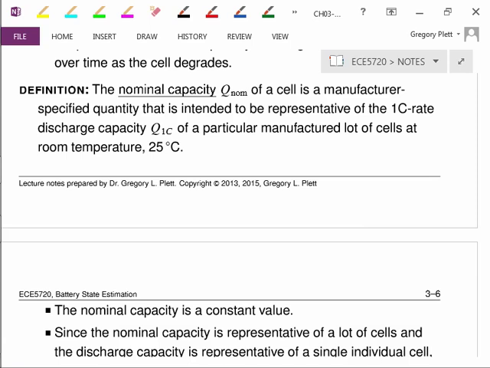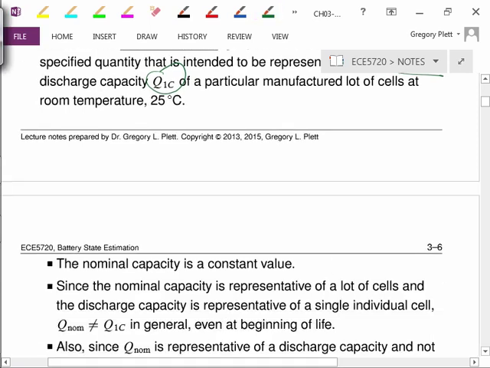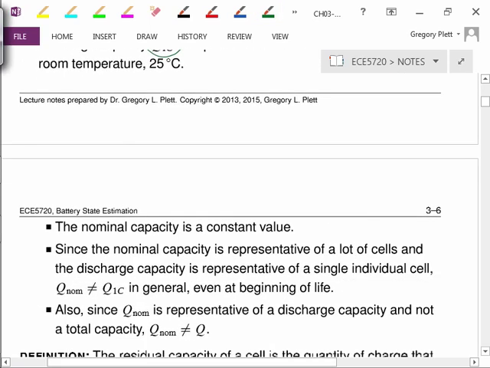So it's usually intended to be representative of the 1C discharge rate, so Q sub 1C of some particular manufactured lot of cells when measured at room temperature. So nominal capacity is a constant value, it's just a number, but the nominal capacity is a number that represents on average the entire manufactured lot of cells of that type. It's different from being something that represents any one individual specific cell.